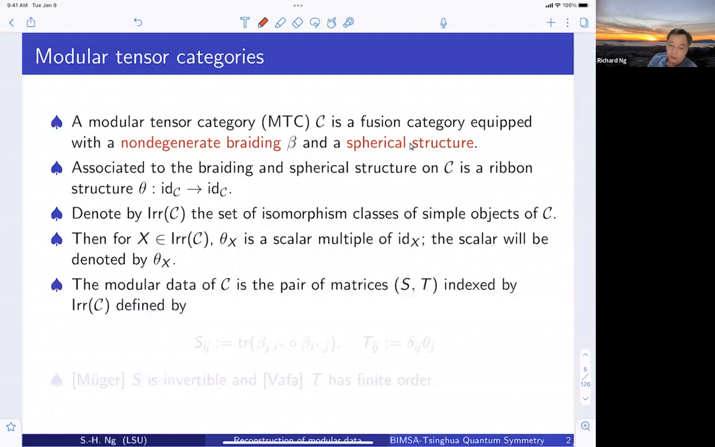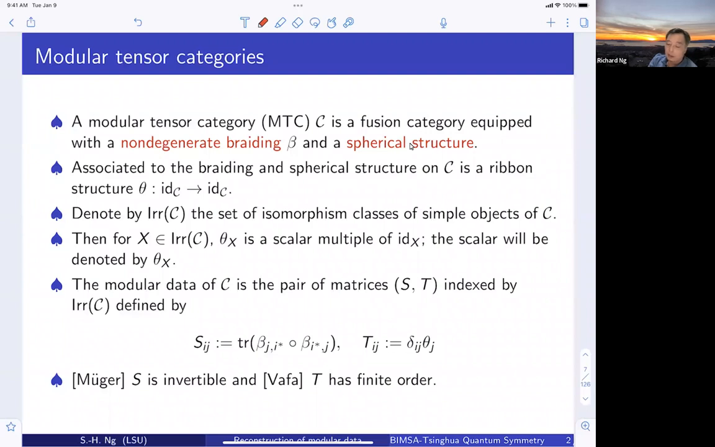So the modular data of C is a pair of matrices indexed by the irreducible objects, which are defined as follows. For the S matrix, you just take the braiding. You braid I star tensor J, and then you braid again J tensor I star. This is a double braid, if you like to use the picture, but there's no need for today's talk. Then you take the trace, which means closing the loop. This is actually a number. So for each pair of simple objects, you get a number. Then you put them together, and they form a complex matrix.